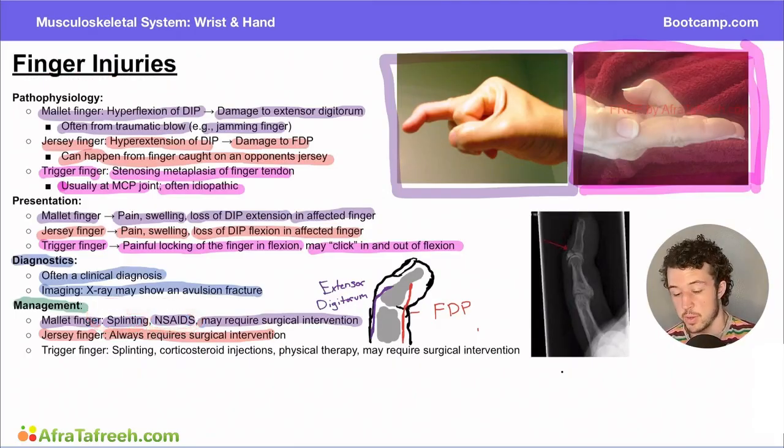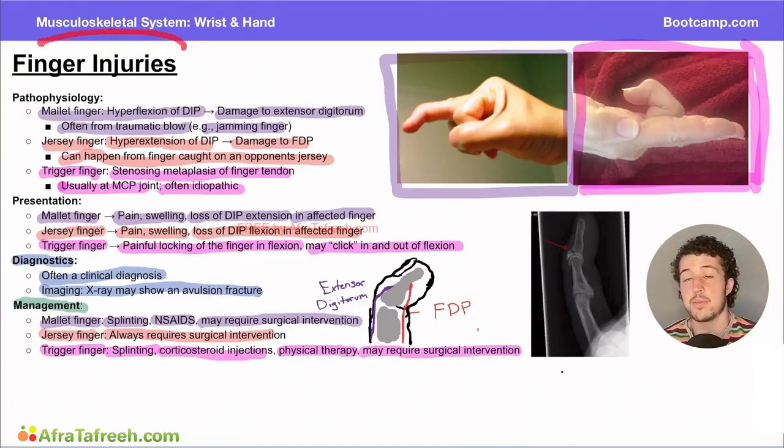The treatment of trigger finger will also begin with more conservative treatment with splinting and corticosteroid injections and physical therapy in order to reduce the immobility of the hand, but may require surgical intervention as this is often a progressive disease, and it can begin with minor locking and progress to severe and more painful locking and inability to use the finger. Okay, let's do a quick recap and then we'll do a practice question together.